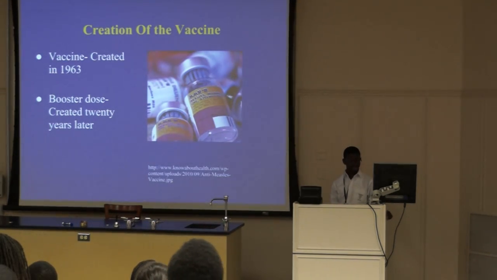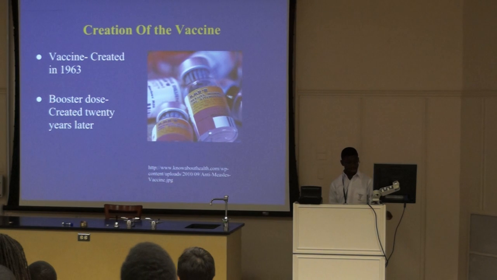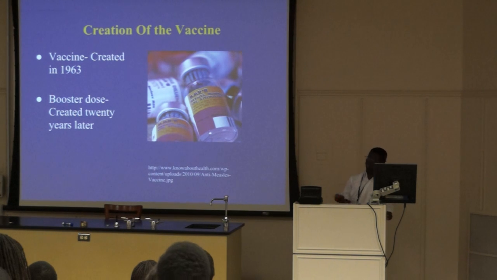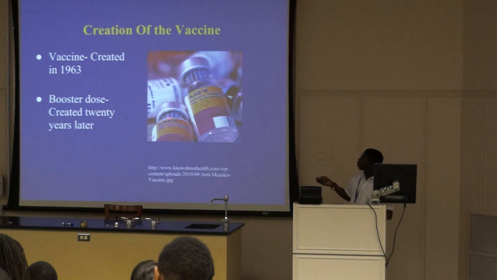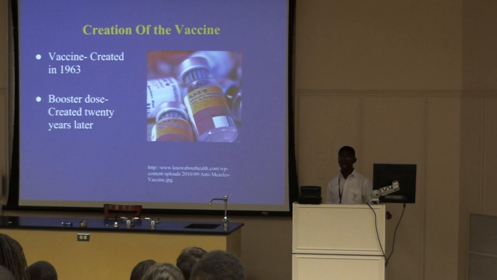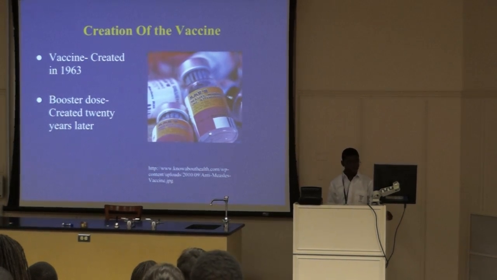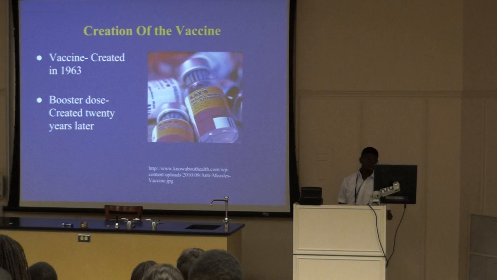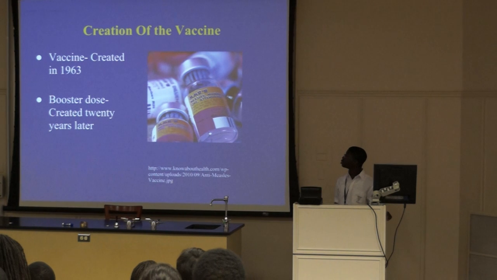The vaccine was created in 1963 because, like I said earlier, the best way to stop measles is preventing it. And it's a picture of what they give out to the patient. The MMRV booster dose was created 20 years later because researchers were noticing that a lot of children showed signs of getting the measles once again after they were dosed with the vaccine. So they made the booster dose for increased protection against the disease.